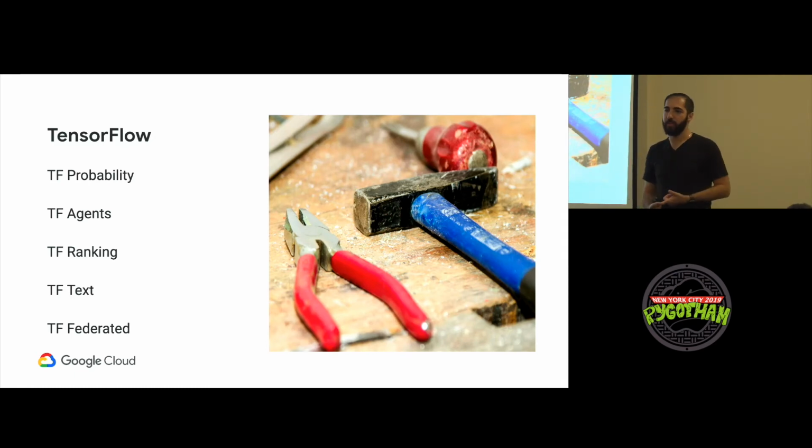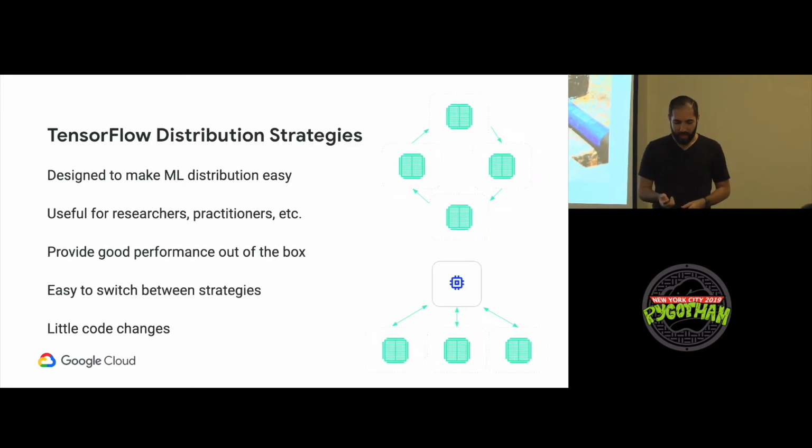You have TensorFlow Probability, which is a library built on top of TensorFlow for doing more advanced statistical use cases. You have TF Agents, which is used for reinforcement learning. TF Ranking, which is used for ranking algorithms. TF Text for natural language processing. And then TF Federated for federated learning. And there's lots of others too. These are just a couple of the ones that I find to be pretty cool.